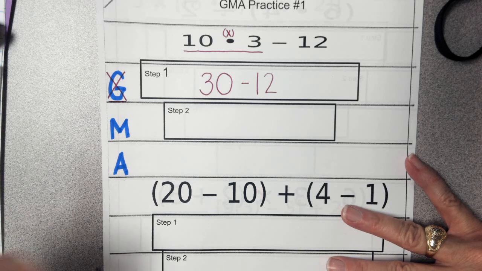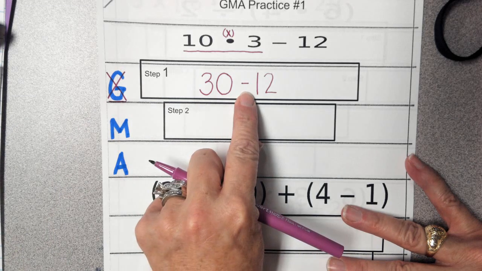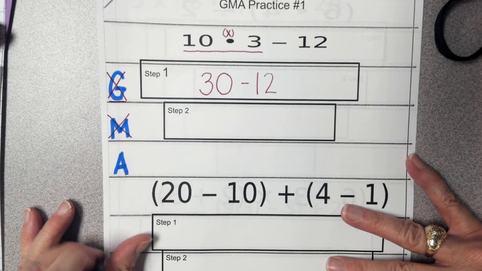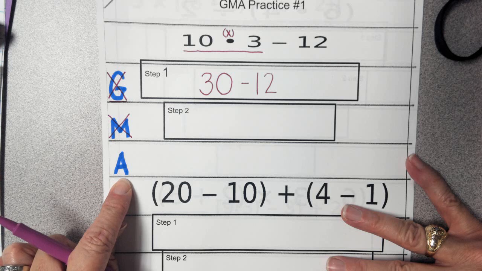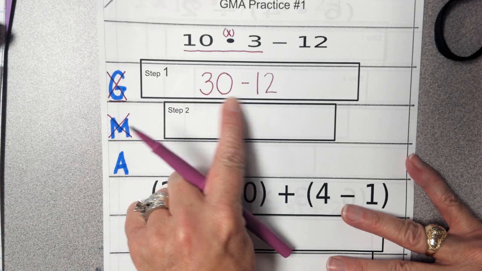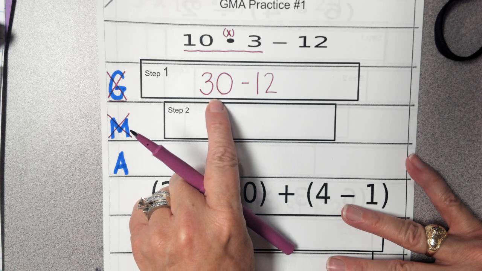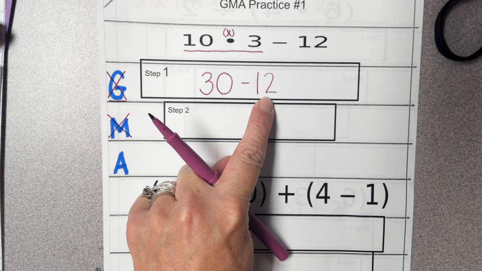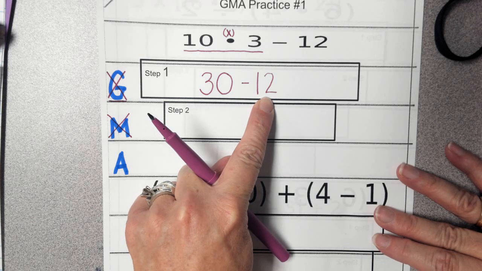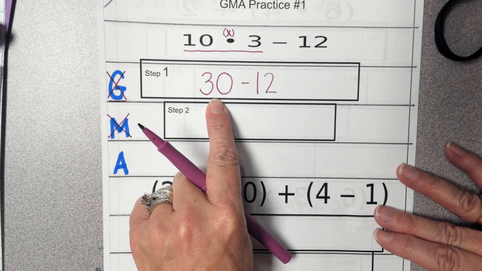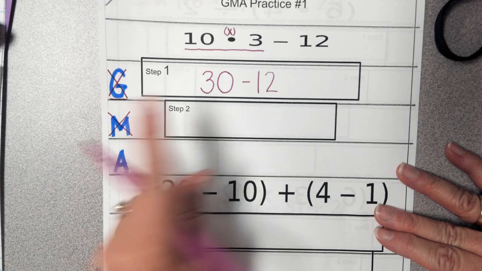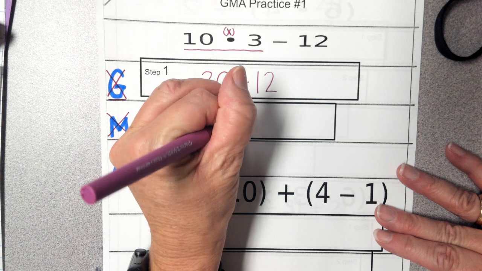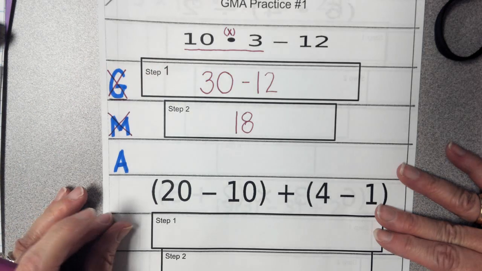All right, so when I look at this problem, I don't see any more multiplicatives. So I'm going to go ahead and cross off my M because I'm done with that action. And the only action left is additive. And I do see one additive action here. So I'm thinking about 30 minus 12. So in my head, I'm decomposing the number 12 into 10 and 2. And I'm thinking if I'm at 30 on the number line and I go down 10, I'm at 20. And if I go down 2 more, I'm at the number 18. So 18 is our final answer.